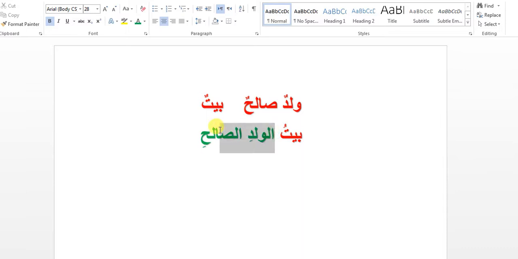So there are four similarities. This is muzaf, this is mawsuf sifat. Al-waladu is mawsuf, as-salih is sifat. After being mawsuf sifat, this will become the muzaf ilayh to baytu, the muzaf. So this sentence is for when you have a sifat of muzaf ilayh.